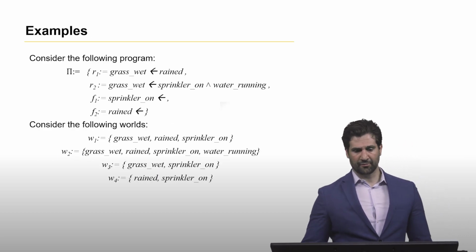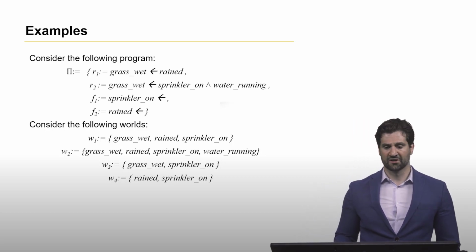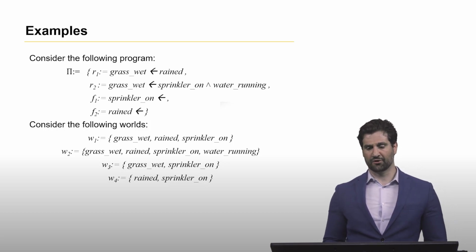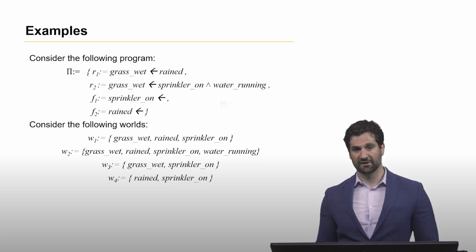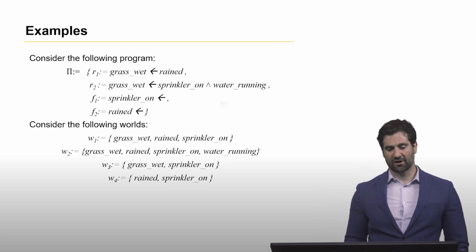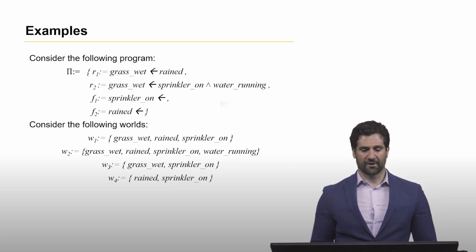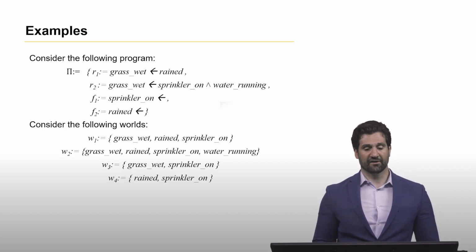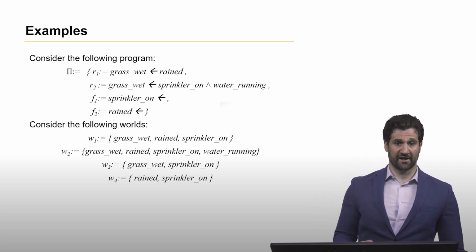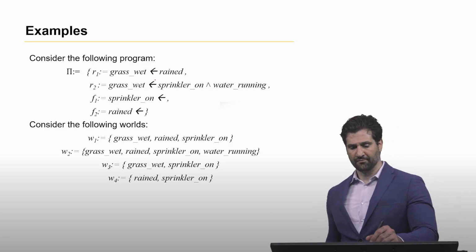So here's a quick example. So we have a logic program pi. It has 2 rules and 2 facts. The first rule says if it rained, then the grass is wet. The second one says if the sprinkler is on and the water is running, then the grass is wet. And we have 2 facts, the sprinkler is on and that it rained. And okay, so we have a couple of worlds. We have the world being that the grass is wet, it rained, and the sprinkler is on. So that world satisfies everything because it has to satisfy the sprinkler being on and it rained because those are facts. And it also has to satisfy grass is wet because of rule R1.